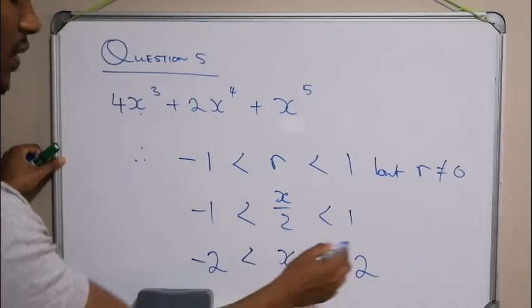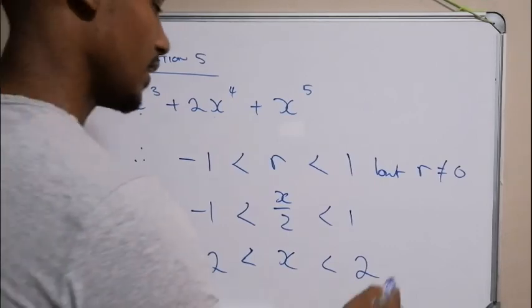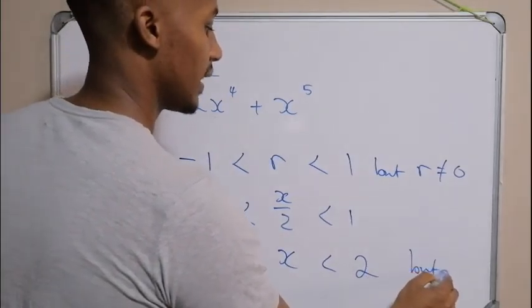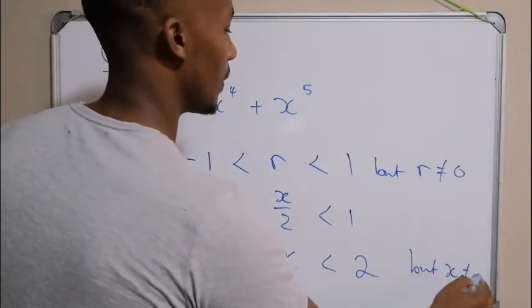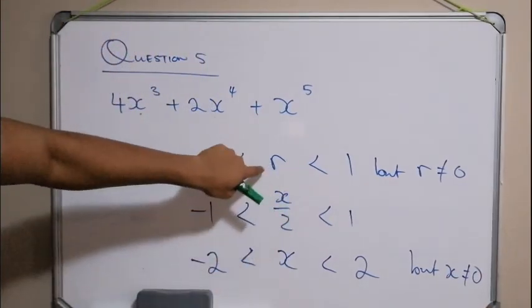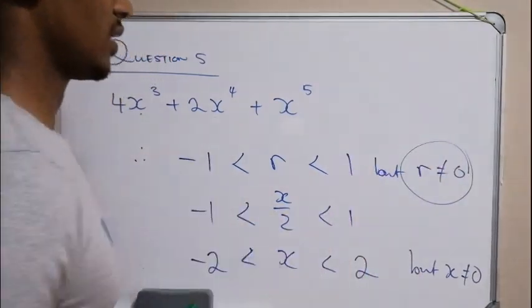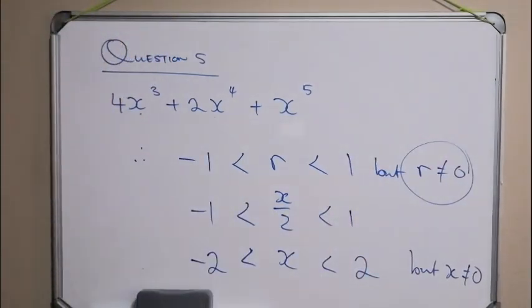So this is -2 and that's +2. x will be some number in between -2 and +2, but x cannot be equal to 0, because if x is equal to 0, our ratio is going to be 0. Hope you can see that. And that's actually why x cannot be equal to 0, because our ratio can't be 0. Okay, that's it.